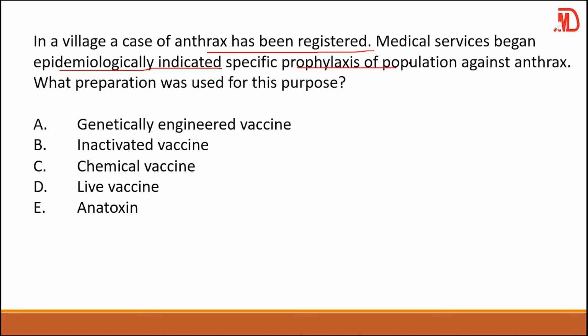And that prophylaxis is a vaccine. So you need the human anthrax vaccine. The human anthrax vaccine includes an acellular one, which is produced in the USA and in the UK. And then we have the live spore vaccine, which is produced in Russia. However, looking at the options that we have over here, definitely we are going to go in for the live vaccine. So your answer should be D. Live vaccine. All right.